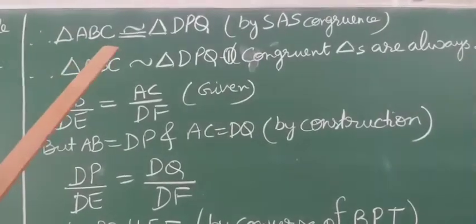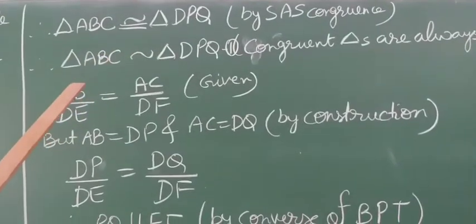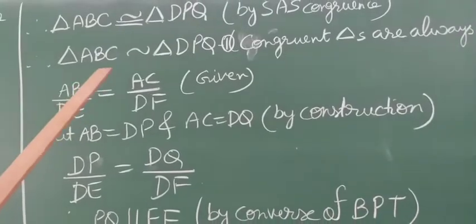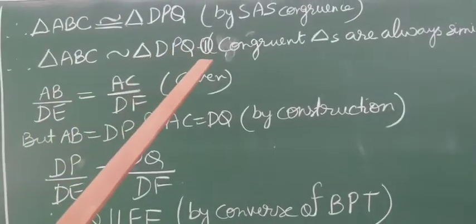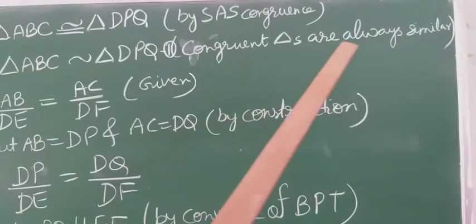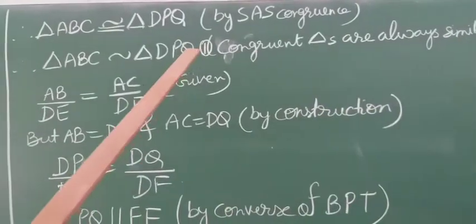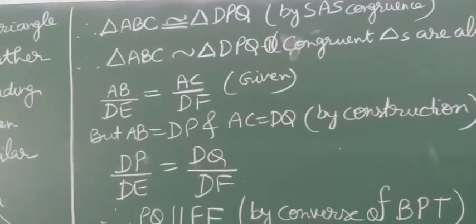When triangles are congruent, then we can say triangles are similar. Triangle ABC is similar to triangle DPQ. Congruent triangles are always similar. This is equation number 1.